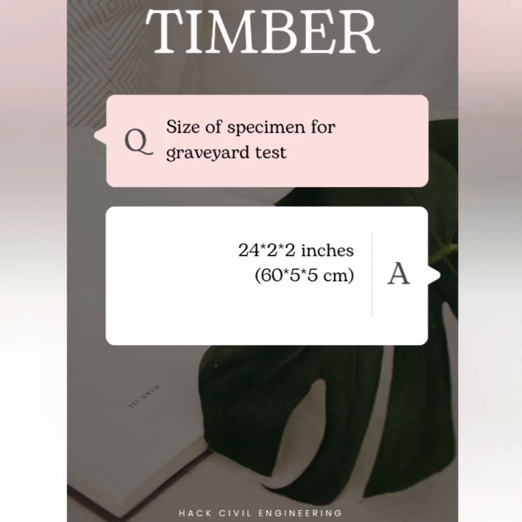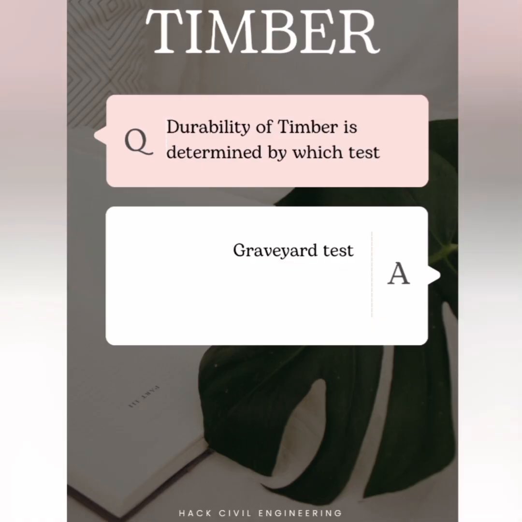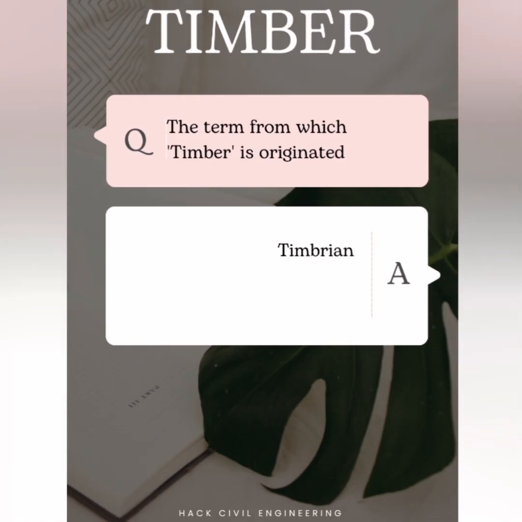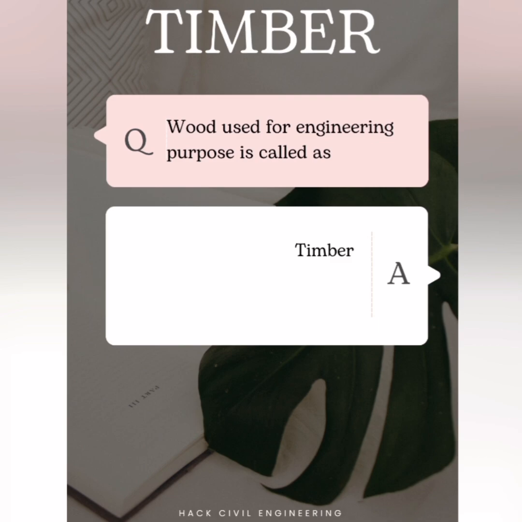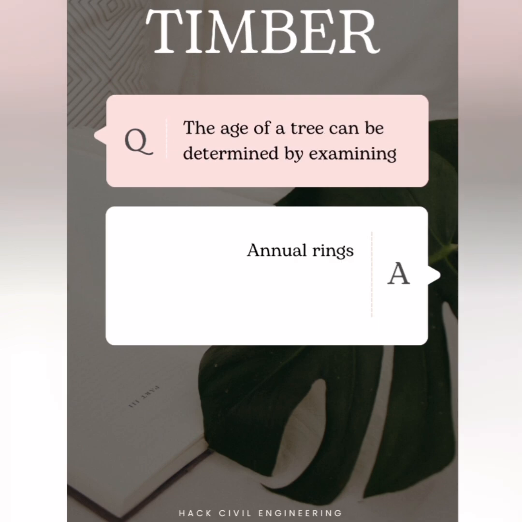Size of specimen for graveyard test: 24 by 2 by 2 inches or 60 by 5 by 5 centimeters. Durability of timber is determined by which test? Graveyard test. The term from which timber is originated? Timbrian. Wood used for engineering purposes is called timber. The age of a tree can be determined by examining annual rings.